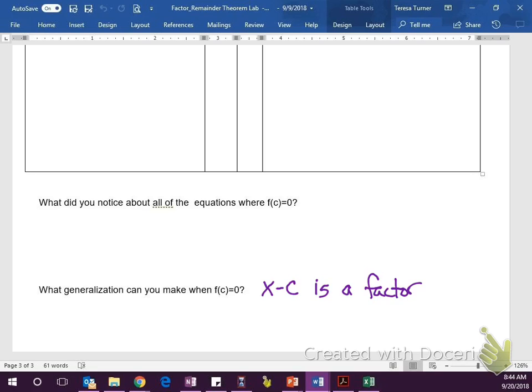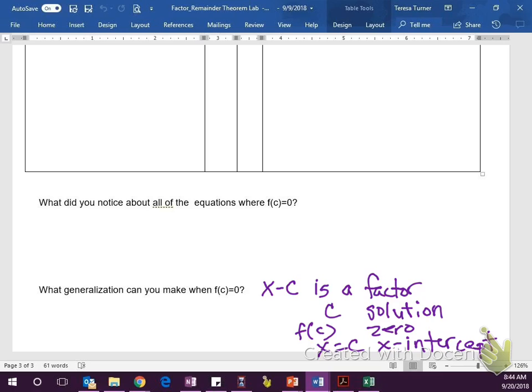Just write it on your paper where you've been doing the work. Write it in your notes. If it's a factor, it also is a solution. It's also called a zero. And it's also an x-intercept. X minus c is the factor. C is a solution. F at c is a zero. And x equals c is the x-intercept.